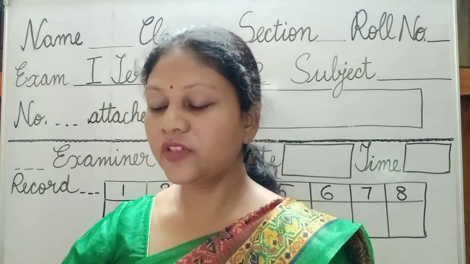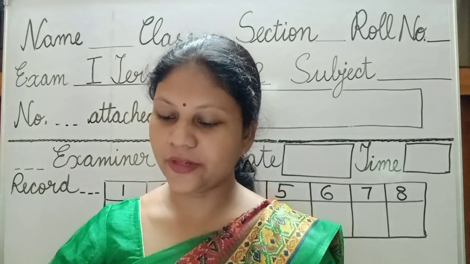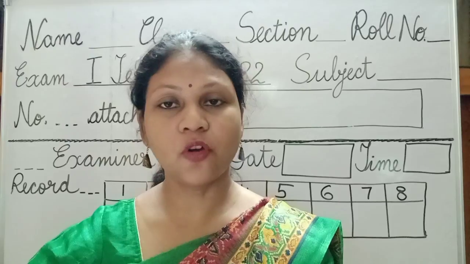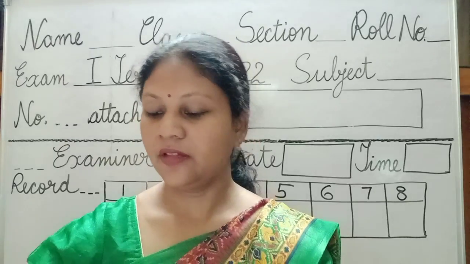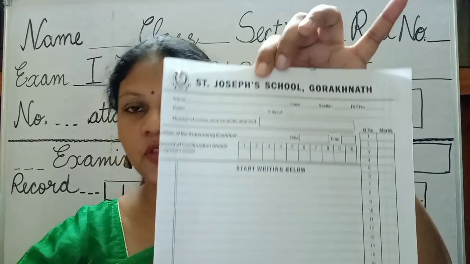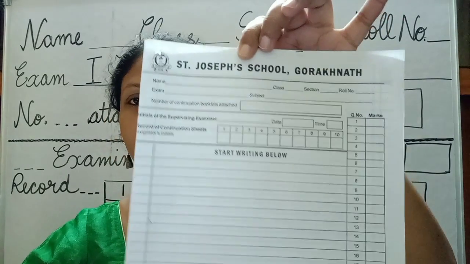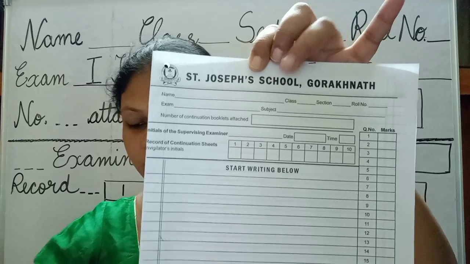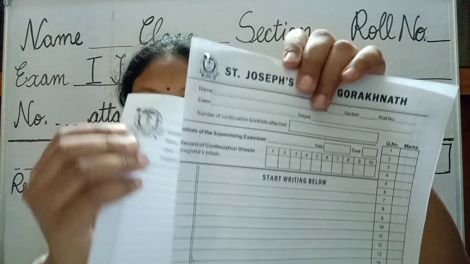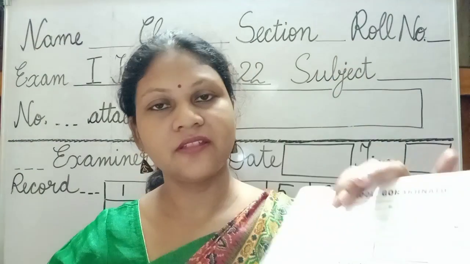Children, after completing writing your exam, now let me tell you how to tie your answer sheets. First, you have to begin with your sheet A. So the very first sheet will be sheet A, and then accordingly you have to tie either sheet B or sheet C.